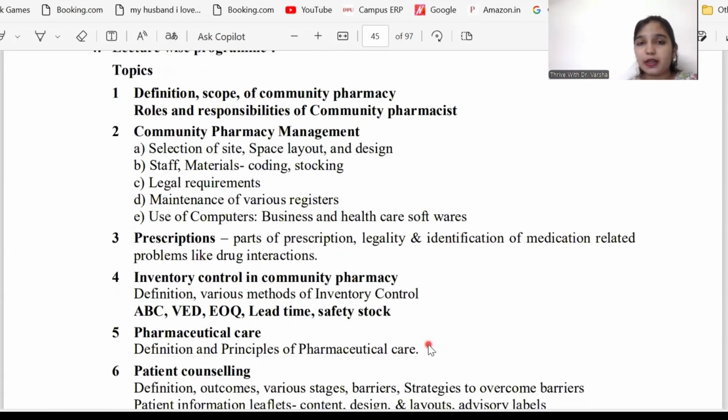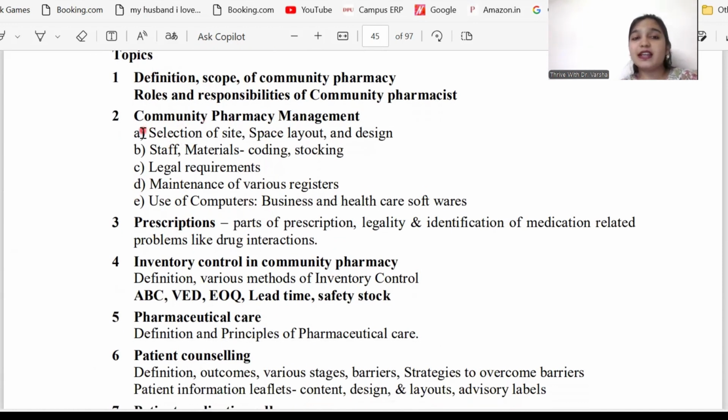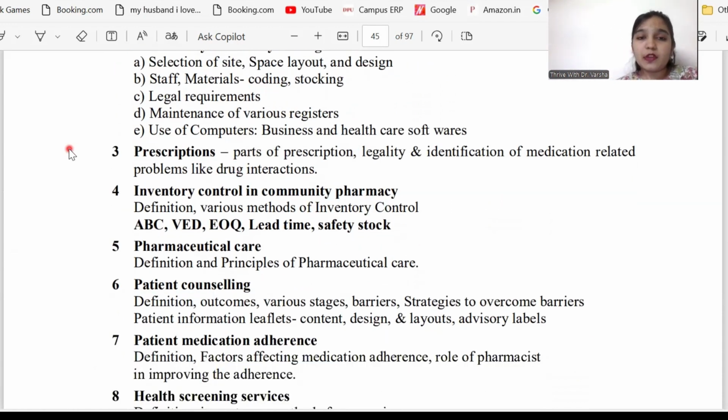Now we will see the topics. The first chapter will be for 2 marks, 5 marks, 10 marks, all of them. The second chapter will be for 5 marks, and they can ask you about selection of site, space, layout and design. To draw that, it might be for 2 marks also. And then prescription. Now the third chapter will be for 10 marks for sure. Fourth chapter, they can ask you combinedly like ABC VED analysis combinedly, that will be for 10 marks. Otherwise this chapter is for 5 marks.